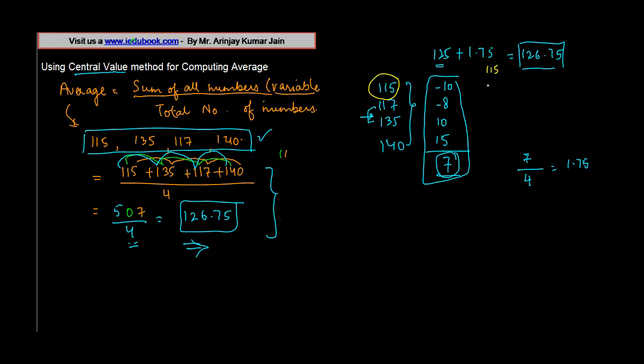So 115 minus 115 is 0, 117 minus 115 is 2, 135 minus 115 is 20, 140 minus 115 is 25. When you sum up these, this gives you 47. 47, then you divide by 4. This will give you 11.75. Just add this 11.75 to 115 and you get the same answer. So this is basically what is called as the central value method for computing average.